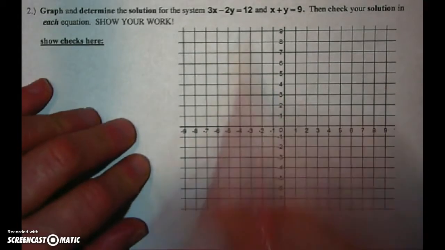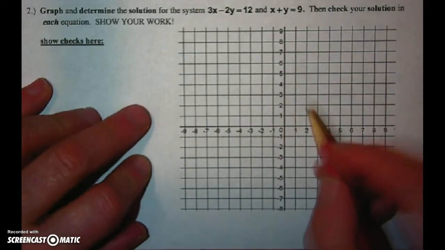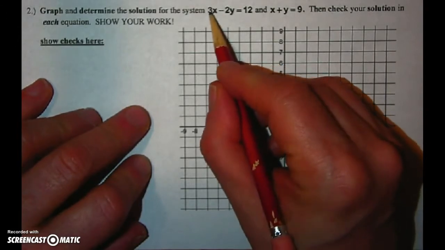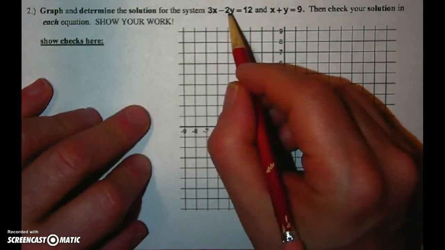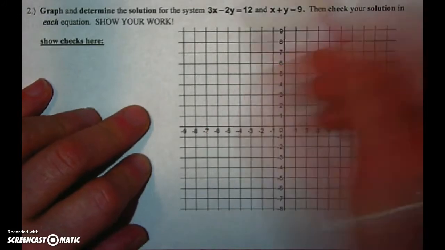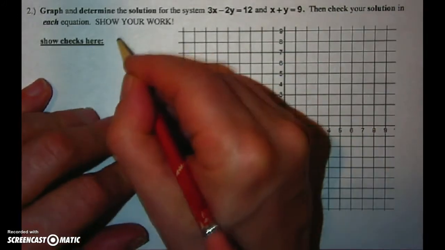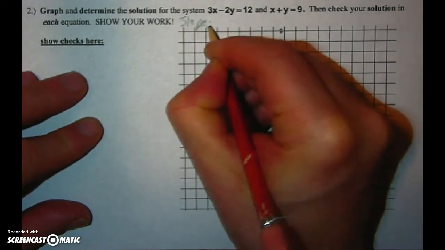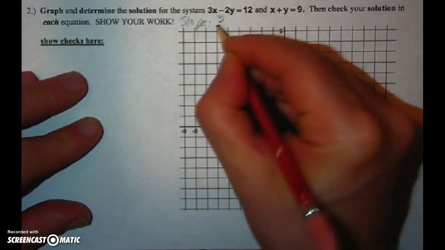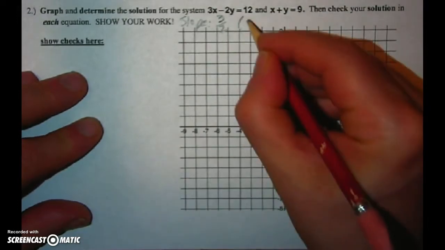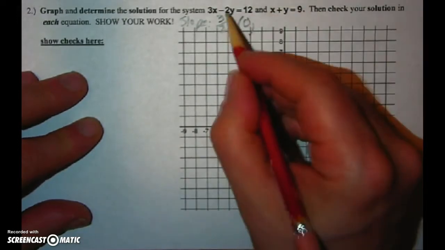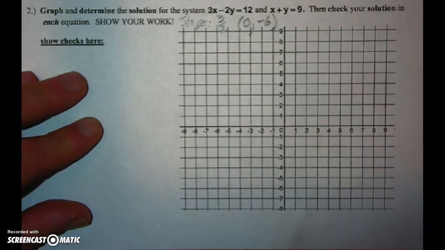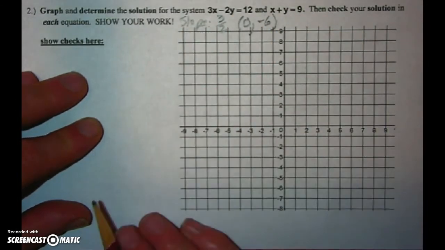All right, problem 2, they're both in standard form. So our first slope is 3, A is 3, B is -2, and we have to put a negative in front of that. So the slope for our first line is 2 negatives make a positive, so it's 3/2. And our y-intercept is at -6, since -2 times -6 makes a positive 12. So there's our slope and our intercept for our first line.